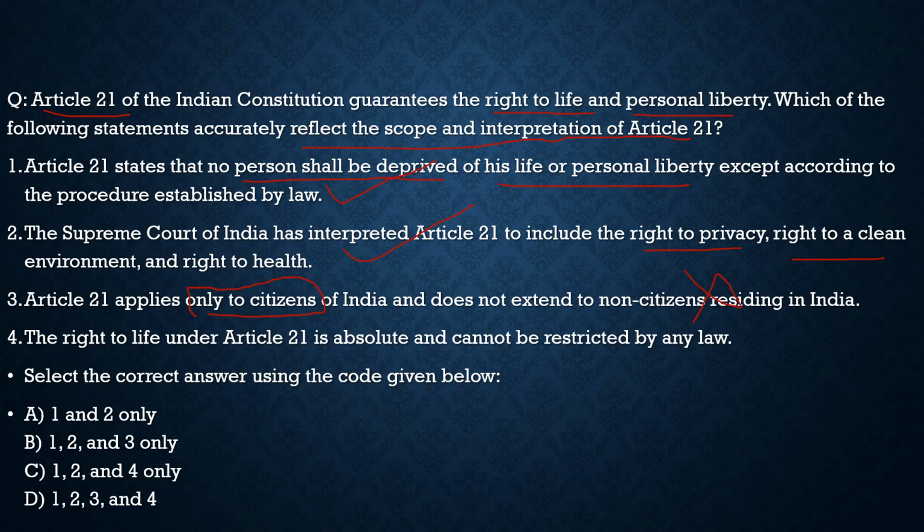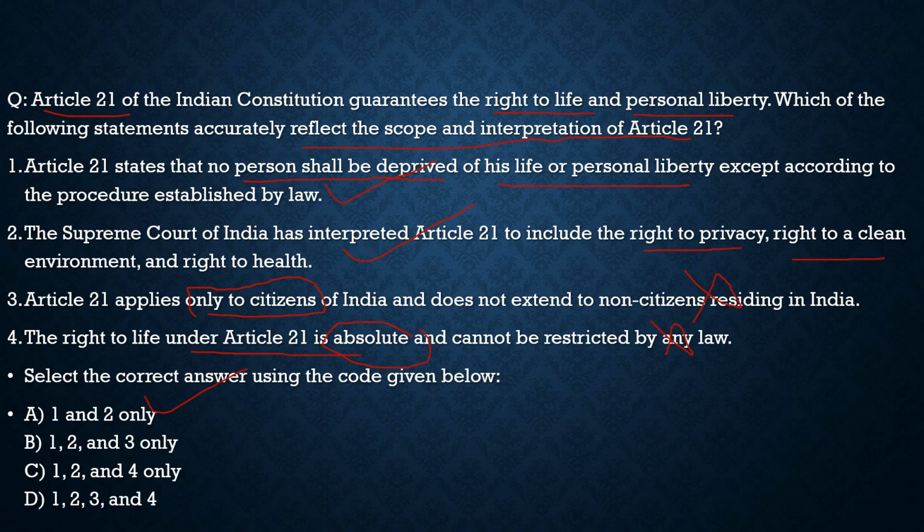Now coming to the fourth, last statement: the right to life under Article 21 is absolute and cannot be restricted by any law. It is totally incorrect. If it were the case, then the death penalty would not exist in our country. It is not absolute, right? Article 21 can be restricted by law. So with respect to this question, the correct statements are 1 and 2 only, and from the code given below, the correct code would be option A.